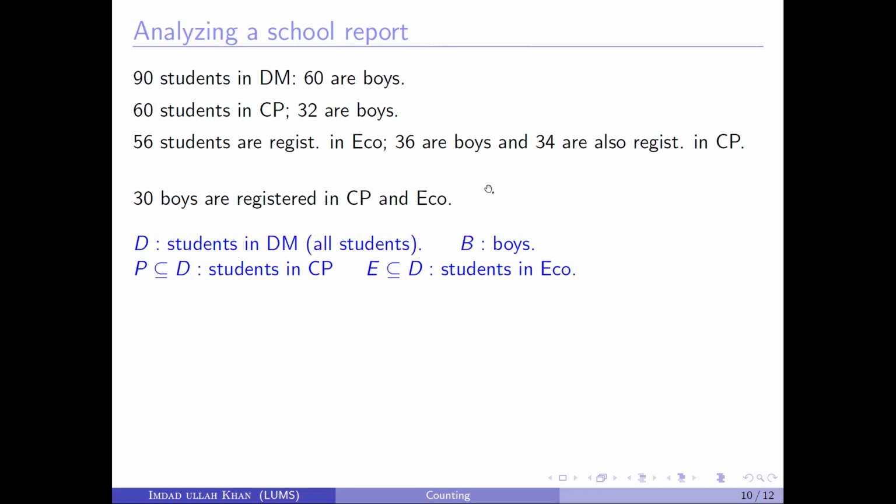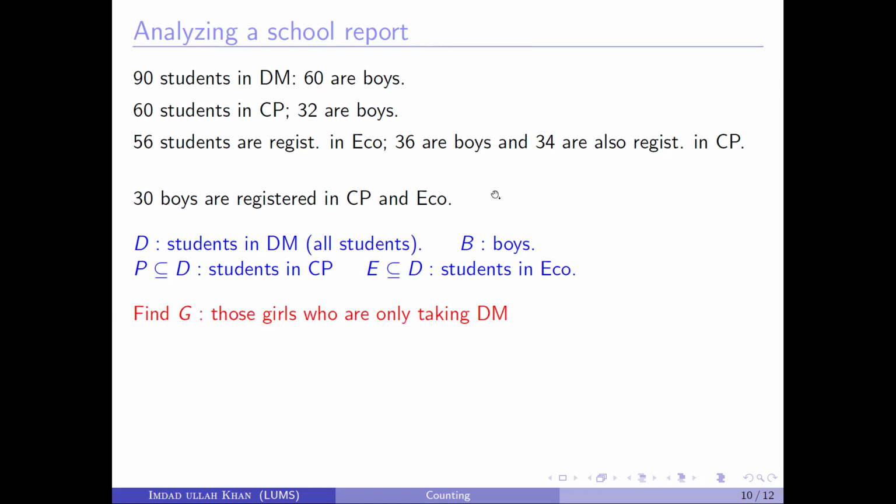So what we do is that we try to model this as a set theoretic problem. We create a bigger set, capital D, which is students in discrete math, which essentially represents all students. The set of boys is represented as B. The set of students enrolled in the programming course is represented as P. Students enrolled in the econ course are represented as E. And our task is to find G, those girls who are only taking discrete math. So our count is how many girls are taking only discrete math.